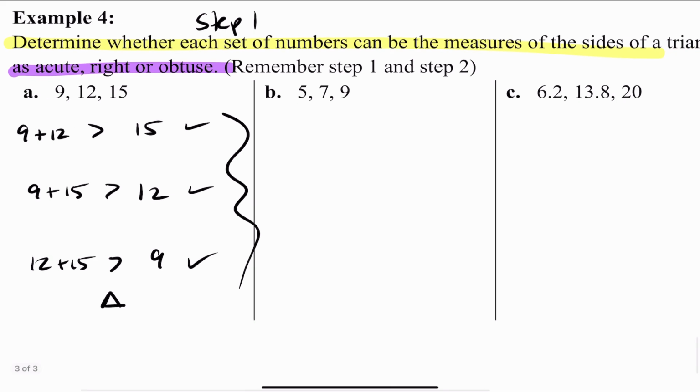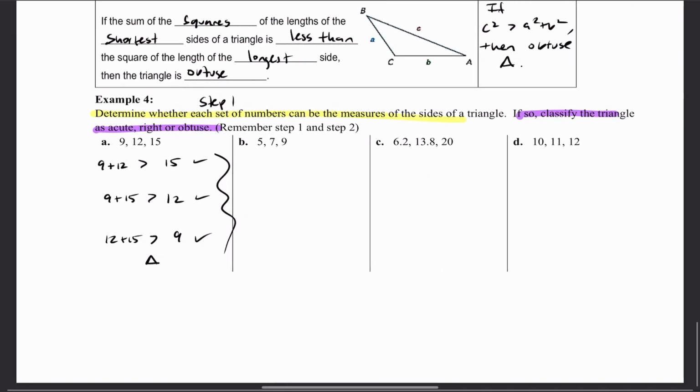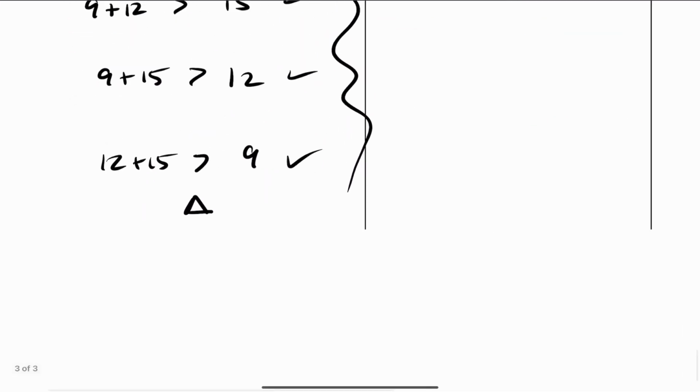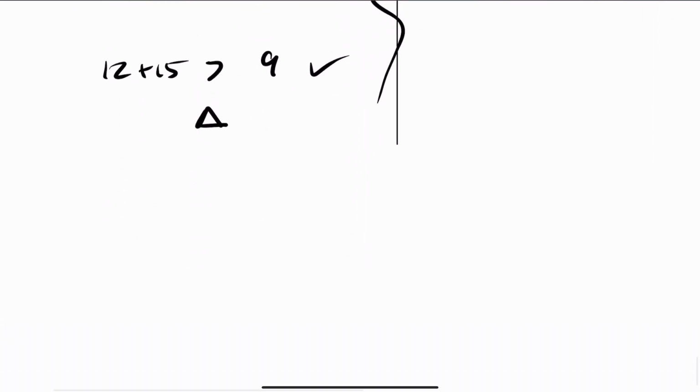All right, let's take a look at B. Oh, sorry, we're not done, because we've got to classify whether the triangle is acute, right, or obtuse. Since step one does work, I can move on to step two. If step one does not work, you should not move on. So step one succeeds. Let's figure out whether the figure is acute, right, or obtuse. I like to write c squared on the left-hand side, just like I mentioned before, and on the right-hand side, you should have a squared plus b squared.